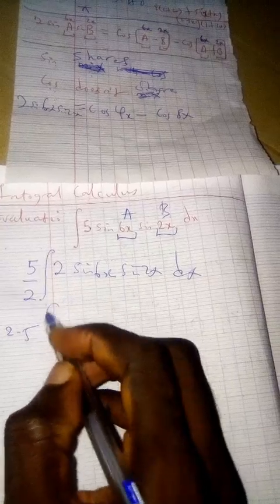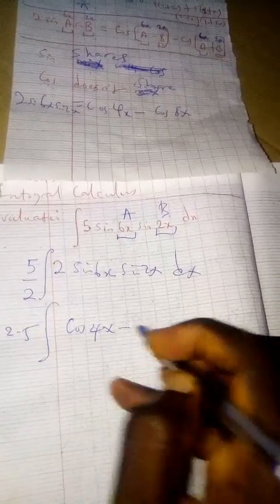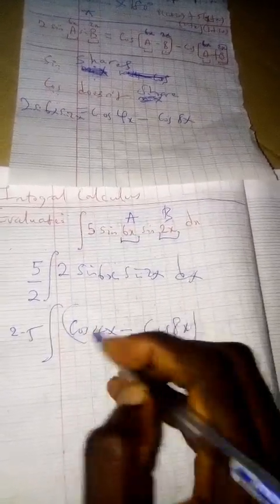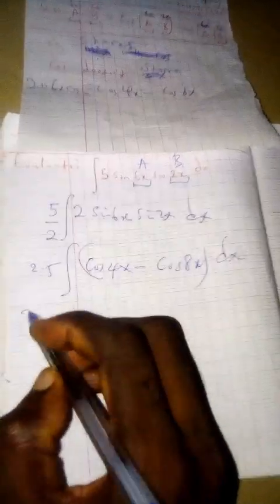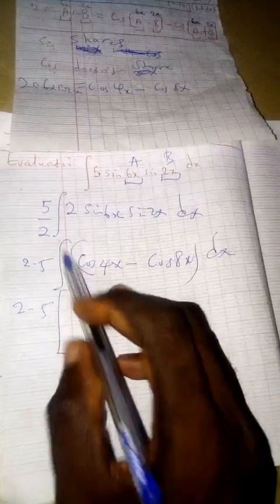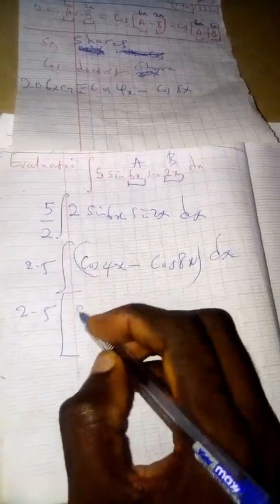So now I have to integrate. This now becomes cos 4x minus cos 8x, then dx. And the question is, how do we handle this integration? So this will become 2.5 bracket. Now if you integrate cos, you get sine.